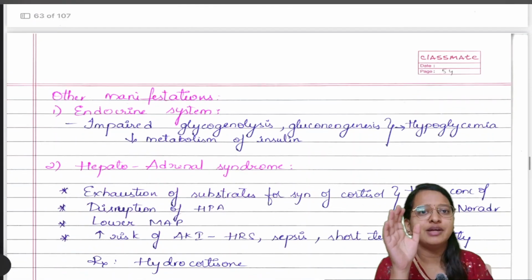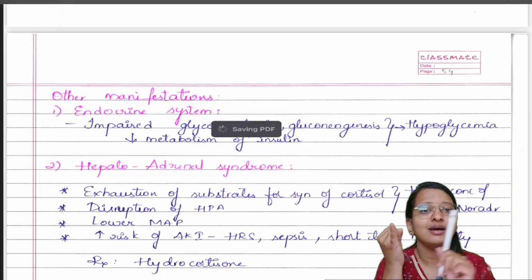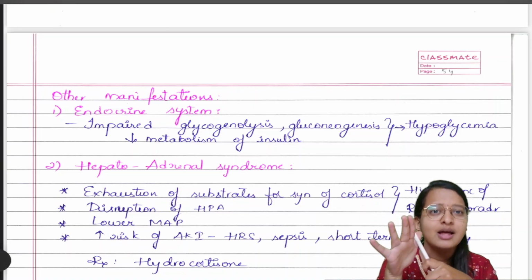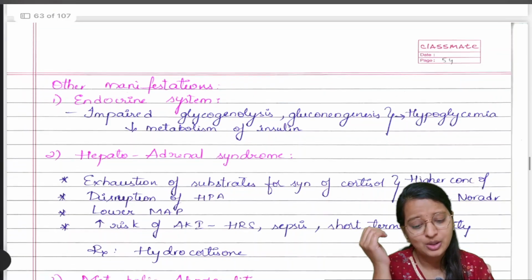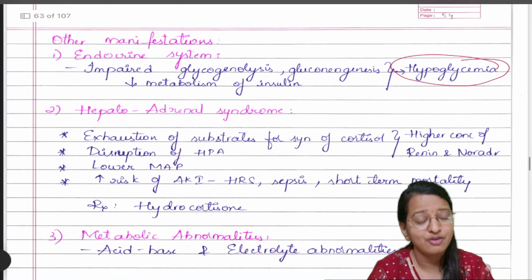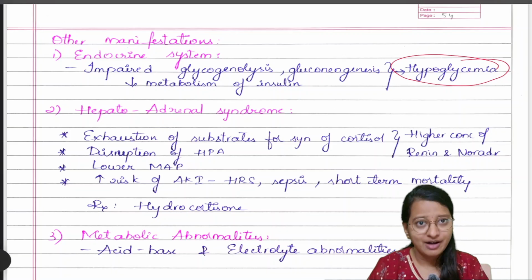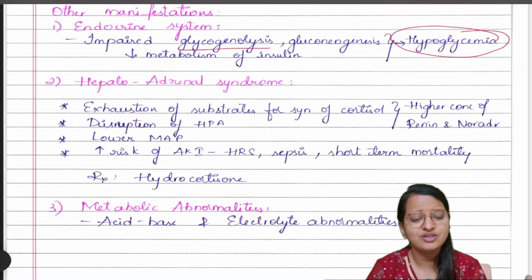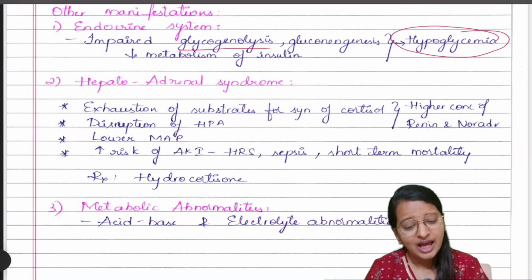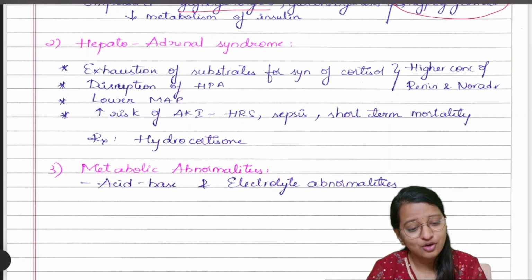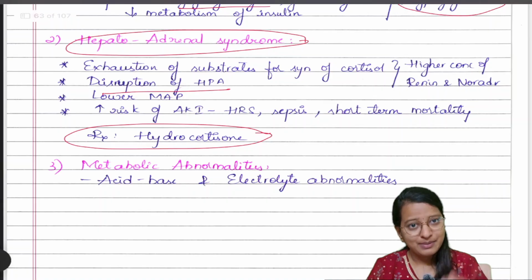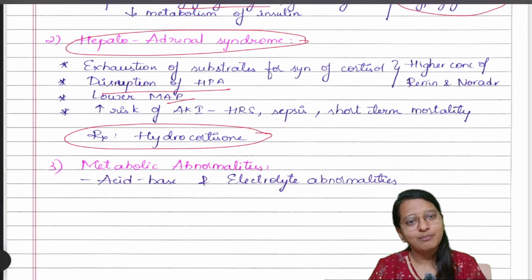And so till now we have learned the manifestation of cirrhosis and hematological manifestation, CVS, CNS, GIT and renal. Miscellaneous manifestations might be there, which include the endocrine system. There will be hypoglycemia. Of course, we have seen it priorly in liver function tests. Okay. This hypoglycemia is due to impaired glycogenolysis, gluconeogenesis, and decreased metabolism of insulin. And coming to hepatoadrenal syndrome, this should be treated with steroid hydrocortisone. In this, there will be disruption of the HPA axis.